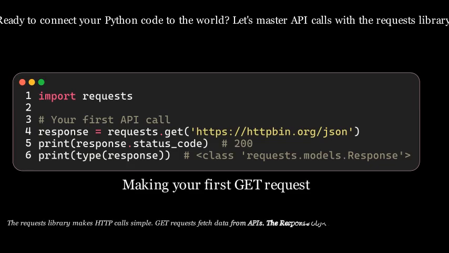The requests library makes HTTP calls simple. GET requests fetch data from APIs. The response object contains all the server's reply.